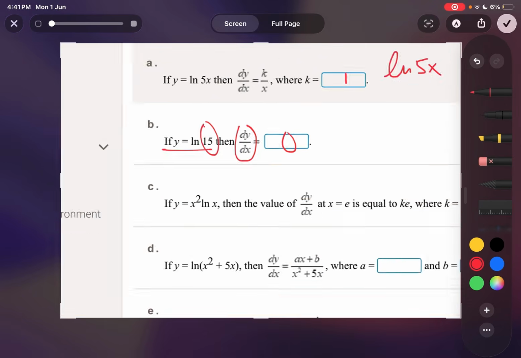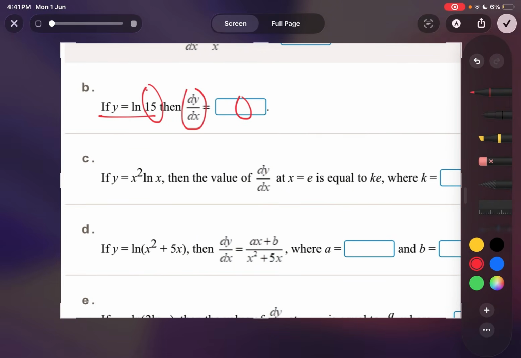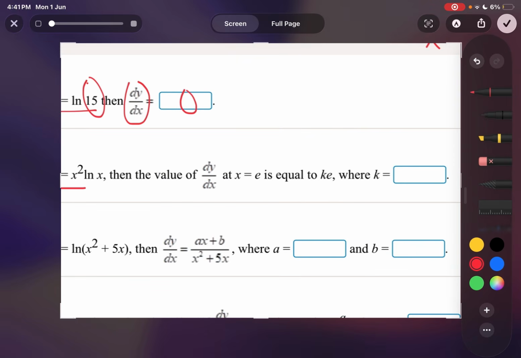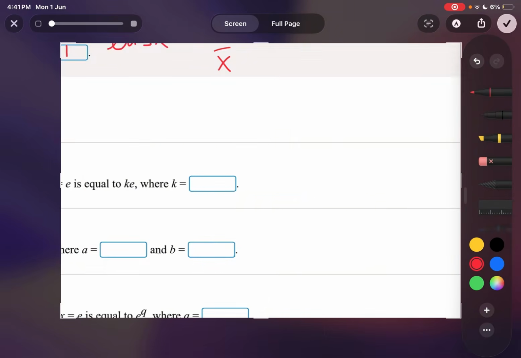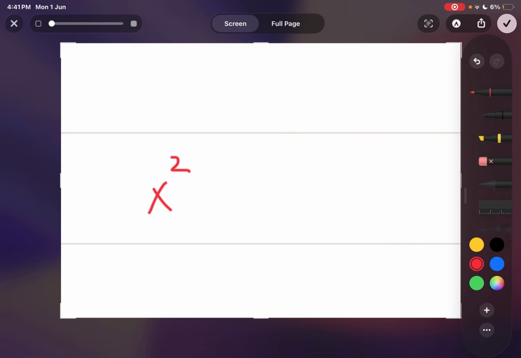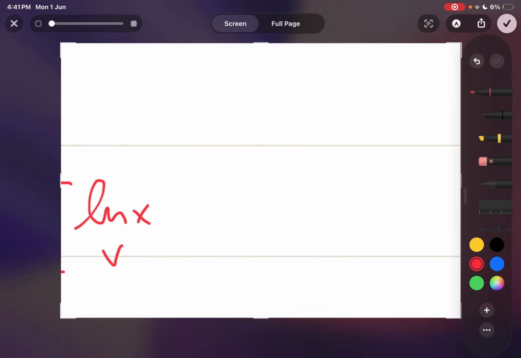Okay? For part C, they give us y equal to x squared ln x, and the value of the derivative at x equals e is equal to ke, where k is equal to what? What do they mean here? They said that x is equal to e. First, it's x squared ln x. This is u and this is v. We do u times v.